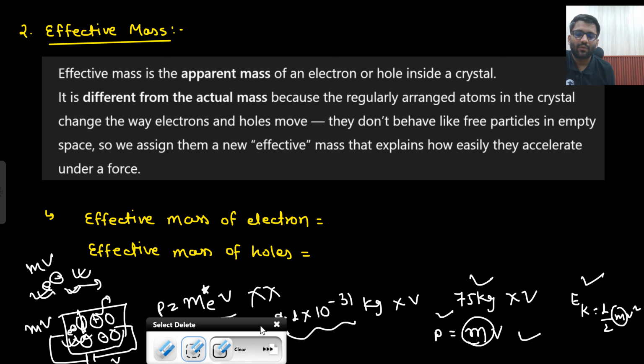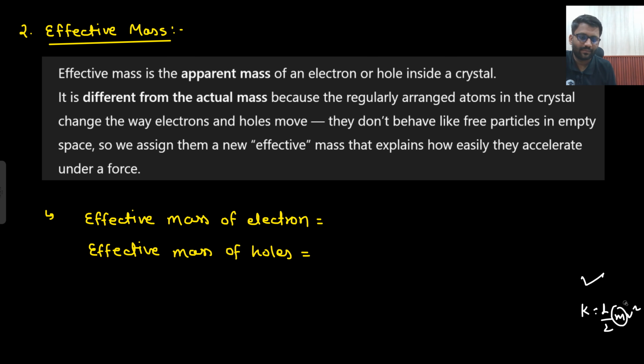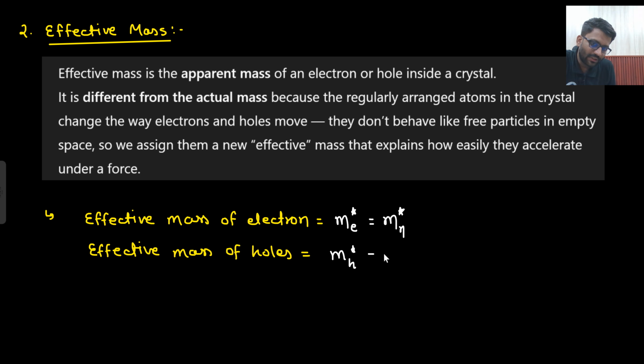So the effective mass of an electron I will show by me star, or since the electron is a negatively charged particle, sometimes mn. So sometimes I can use me, sometimes mn. And what about the mass of a hole? Since holes are positively charged particles, I can use mp star. So mn, mp star, or me star, whatever I want to use, I can use.